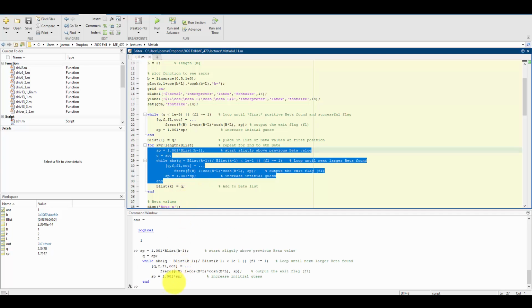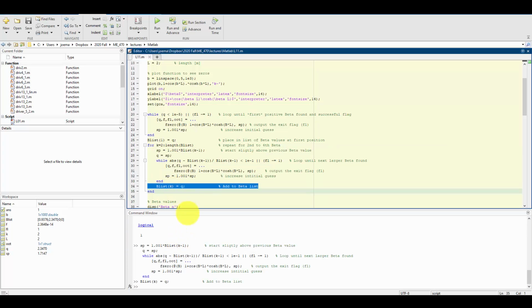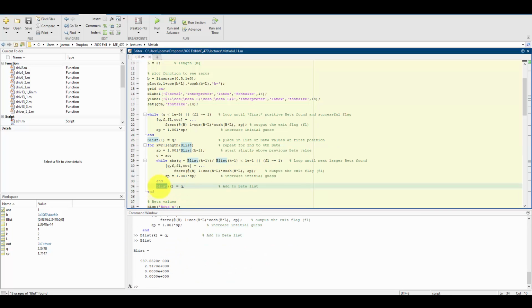All right, so it's run. If I look in the workspace here, I have now found a q of 2.347. And I can save that into blist. So let's see what I have so far. I have that first root, 0.937. The next smallest beta value I have found is 2.35.